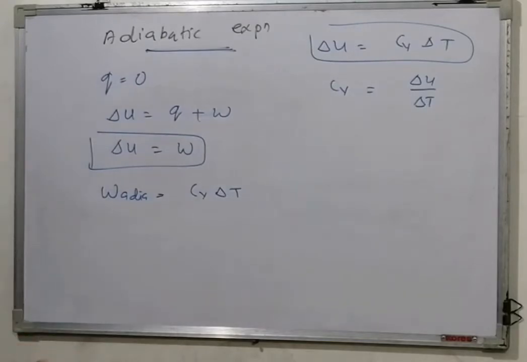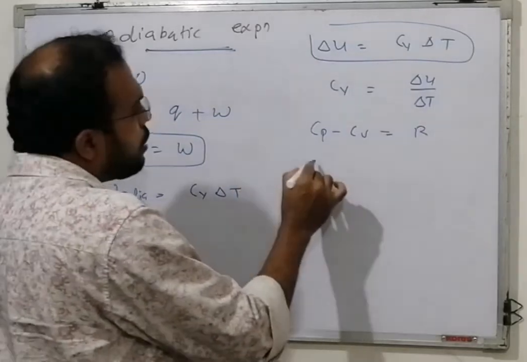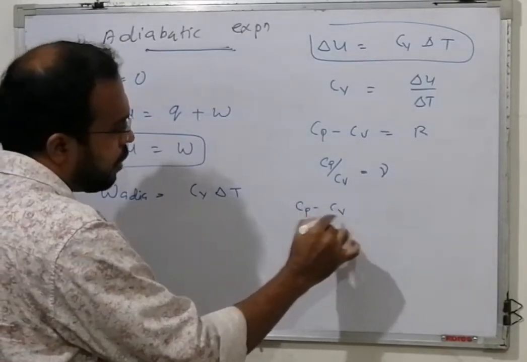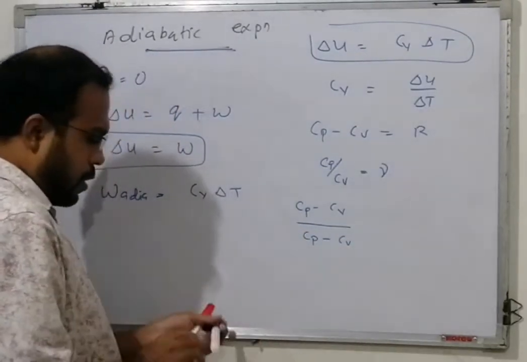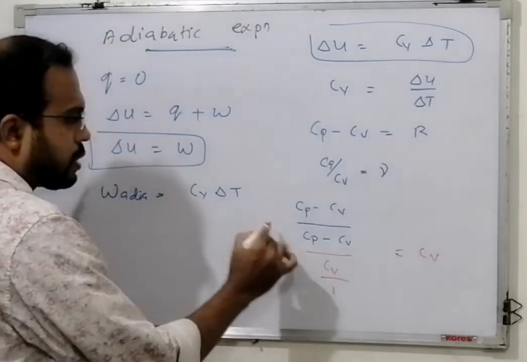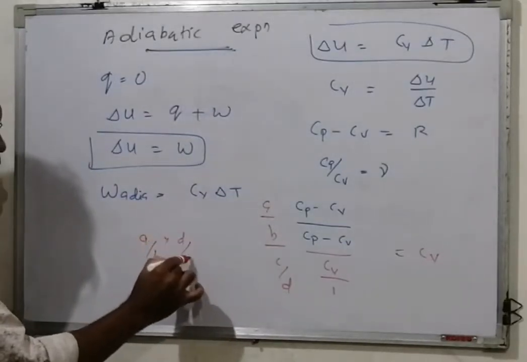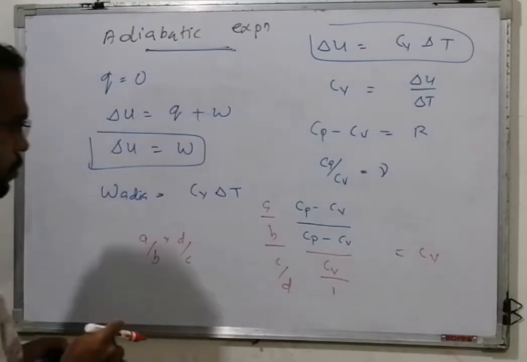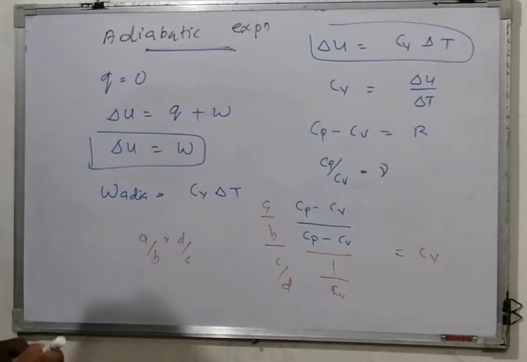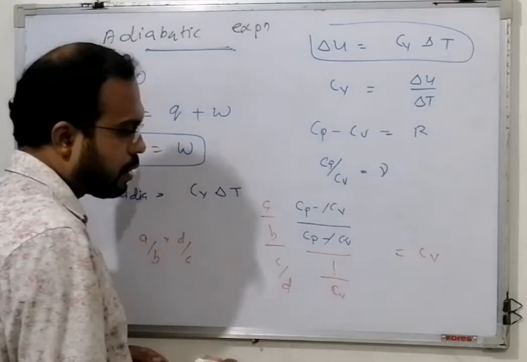You know, Cp minus Cv is equal to R. And we know that Cp by Cv is equal to gamma. I just make an equation like this: Cp minus Cv, all divided by Cp minus Cv, all divided by Cv divided by 1. Is it equal to Cv? Yes, because this is A by B, all divided by C by D, so A by B into D by C. I'm sorry, 1 by Cv. Here, these two will be cancelled. You will get Cv.